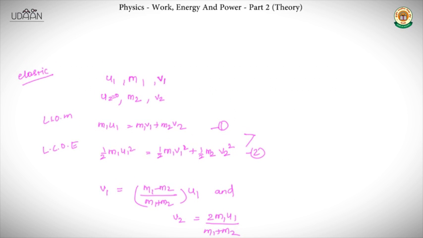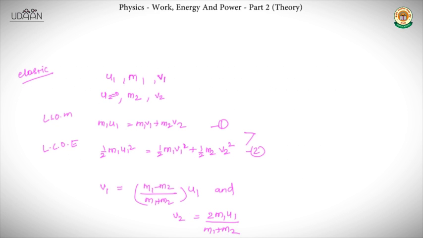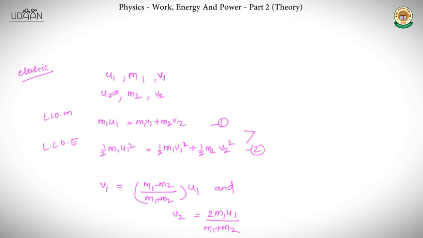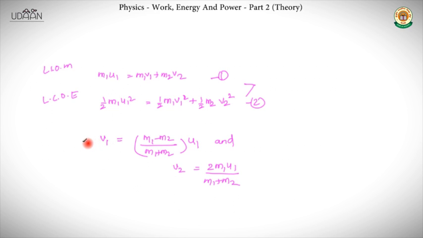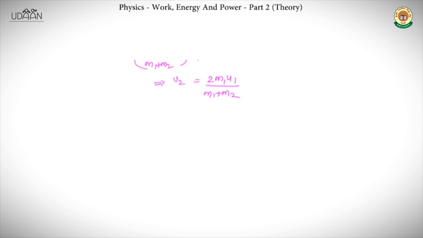So here we just considered the elastic collision in one dimension, and by taking the equations of law of conservation of momentum and law of conservation of energy, we will be getting the final velocities of each body. v1 is equal to (m1 minus m2) by (m1 plus m2) into u1, and v2 is equal to 2 m1 u1 by (m1 plus m2).